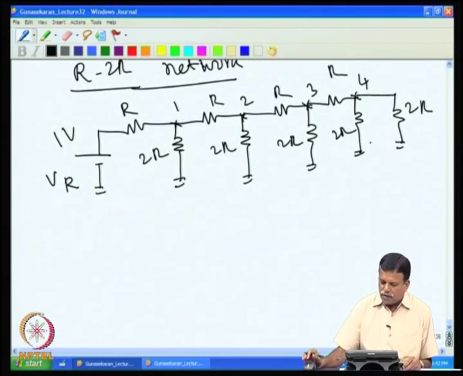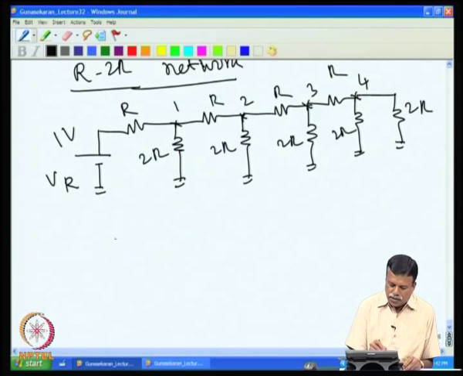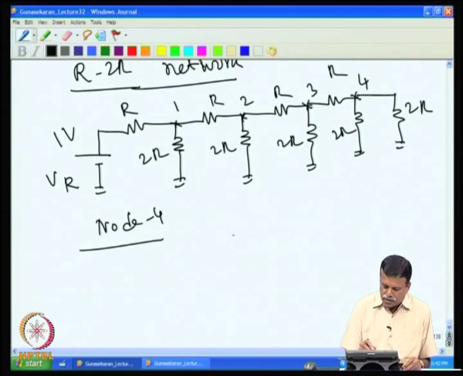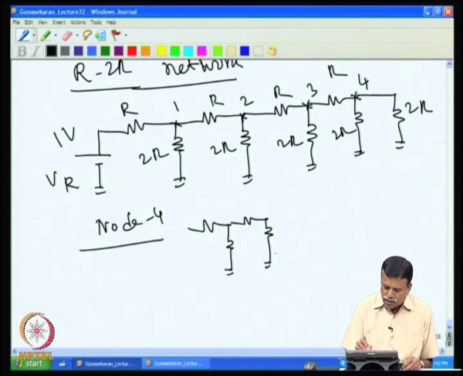Now, we start from node 4, we take node 4. Now, here what happens? The equivalent resistance of this becomes actually, I can draw this. So, you have R 2R, that is actually 1, that is 2, then I can have 3.